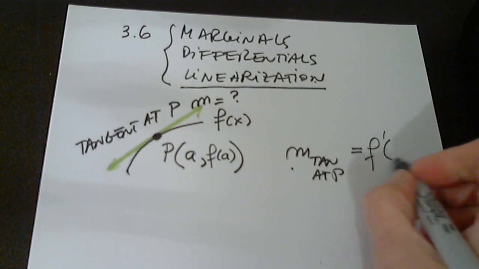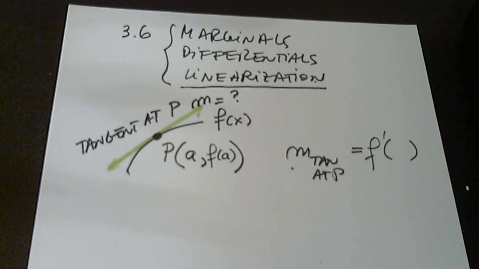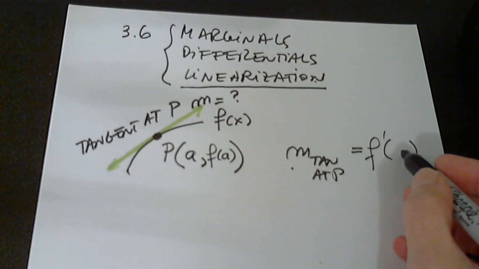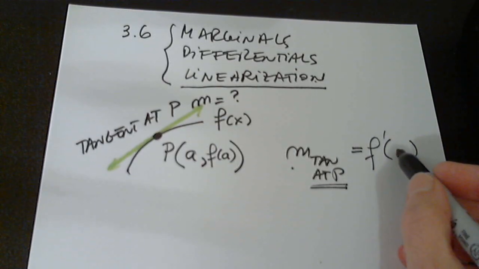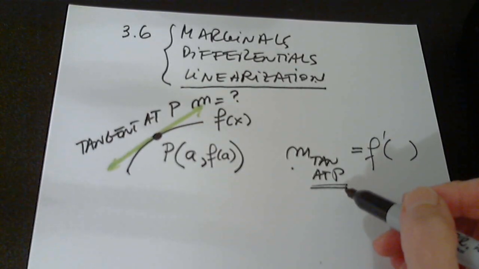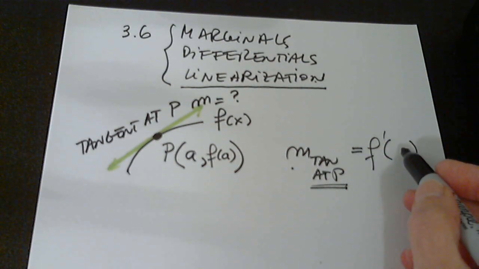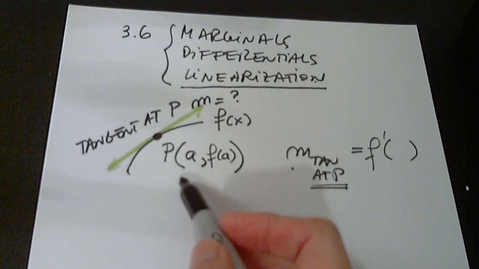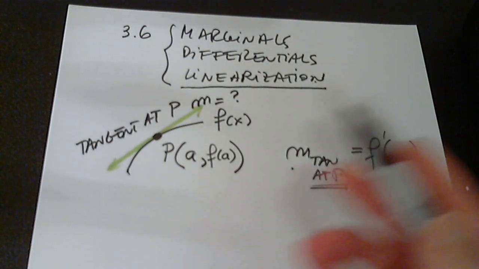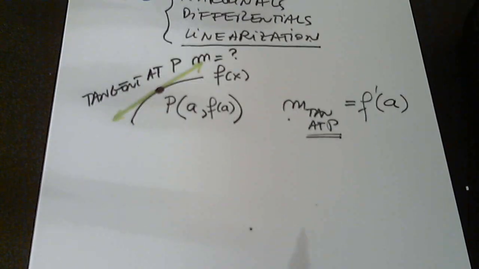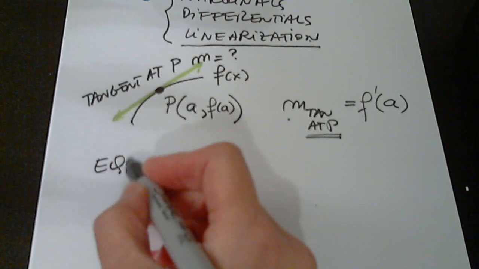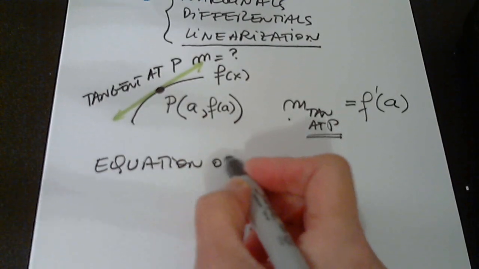It's the derivative evaluated at what point? Or for what x value? At P? Yes. And what is the x value for P? A. That's it. Very good. Awesome. Thank you very much. That was very good. Okay, so now I can determine the equation of the tangent line.